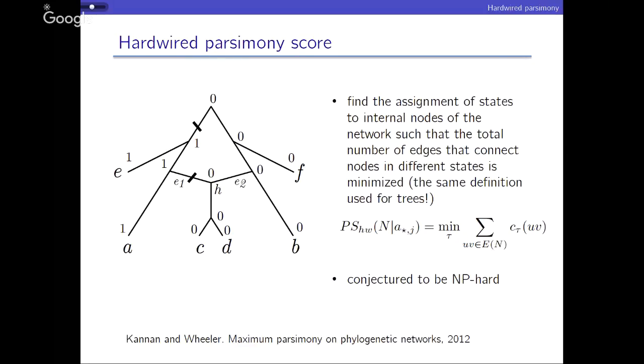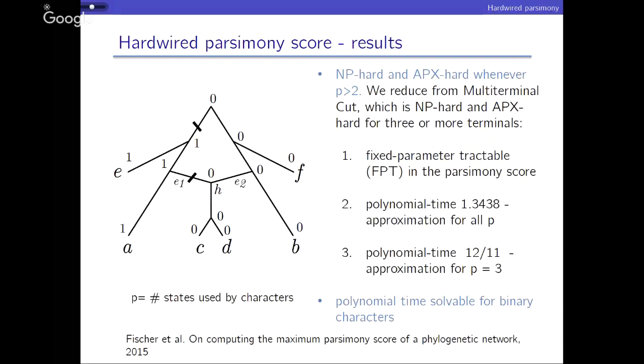And this has been conjectured to be NP-hard in the paper of Cannon and Wheeler. And we actually prove that the problem is NP-hard and APX-hard whenever we have more than 2 states used in the column. But the problem is fixed-parameter tractable in the parsimony score. So if the parsimony score is low, then we have a good running time. And we can also have good approximation algorithms. It's also worth mentioning that we have a polynomial algorithm for binary characters. So if you have a 0, 1 character, then you can use the polynomial algorithm to score your network.